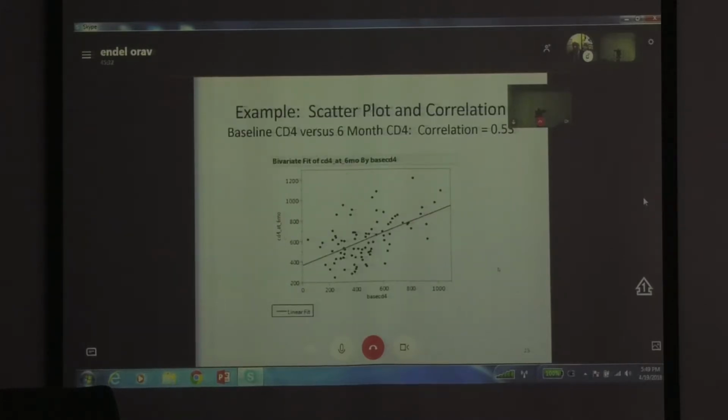And so here's a scatter plot. People's baseline CD4 count plotted against their CD4 count at 6 months. The best fitting line was plotted through by the software. As you can see, there is a relationship, not surprisingly. This is a correlation of 0.53. So a moderately strong correlation.